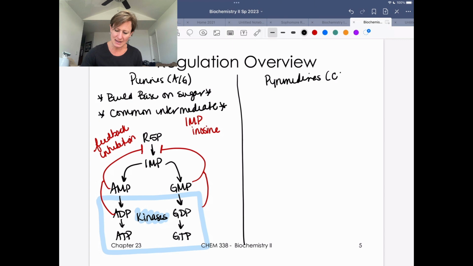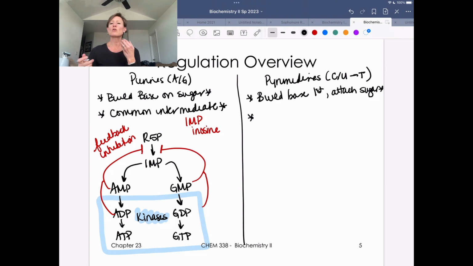So really, we're talking about C and U, and as we're going to see, since we synthesize the ribo flavor first, it's going to be that U that is converted into the T. So here's how this is different. We're going to build the base first, and then the very last piece is attaching the sugar. So the sequence of events is a little bit different, but we do have a more sequential synthesis here. We don't see a common intermediate like IMP like we did in the synthesis of purines.